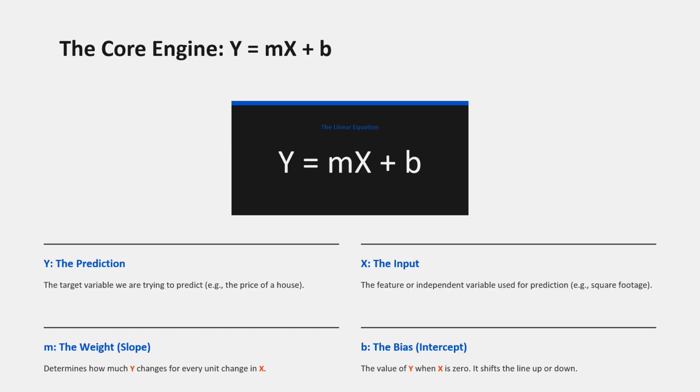Now, at the heart of linear regression is the simplest equation: y equals mx plus b. This isn't just math, it's the core engine of our prediction. So y is what we are trying to predict, like a house price. X is our input, such as square footage. M tells us how much y changes with x, and b shifts our prediction up or down, which we call bias as well. So how do we find the right m and b?